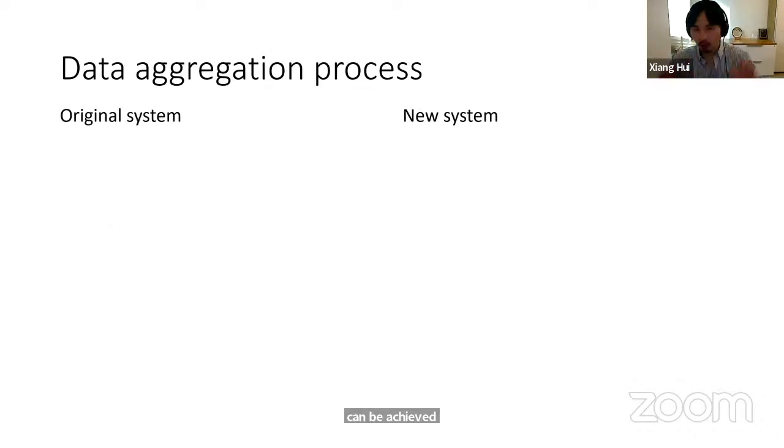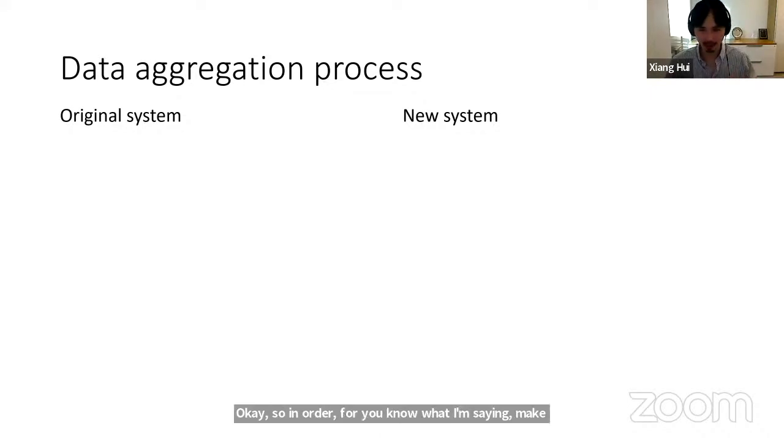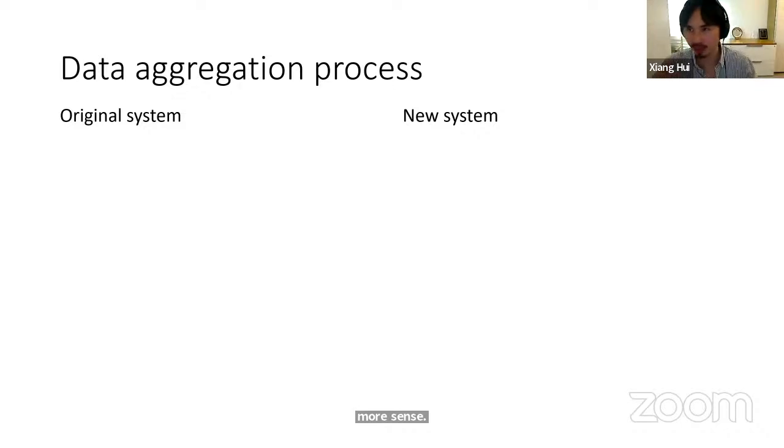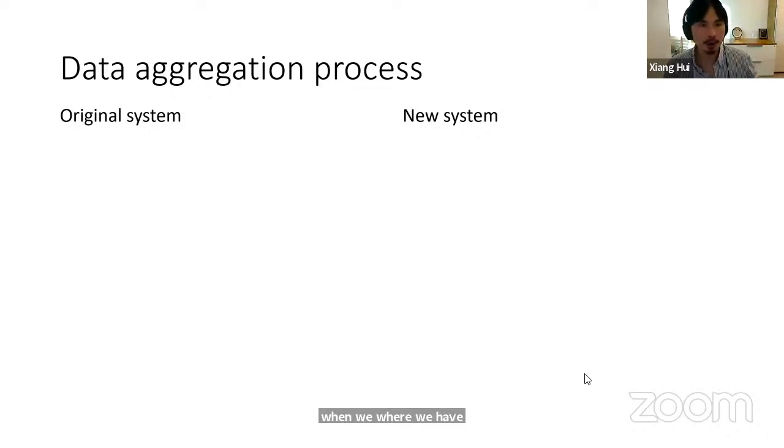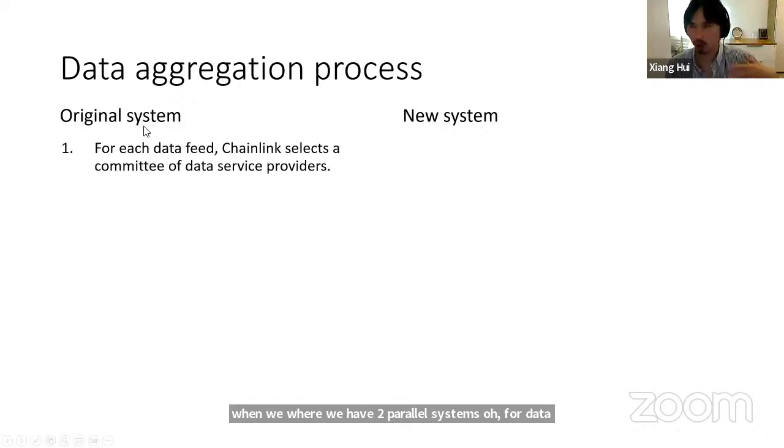Okay, so in order for what I'm saying to make more sense, let me spend a few minutes talking about what exactly the data aggregation process was. I think that was also related to the question that Nancy was asking. So basically, during the period where we have two parallel systems for data feeds, in the original system, the workflow goes like this. So first, for each data feed, Chainlink is going to select a committee of data service providers. Okay.